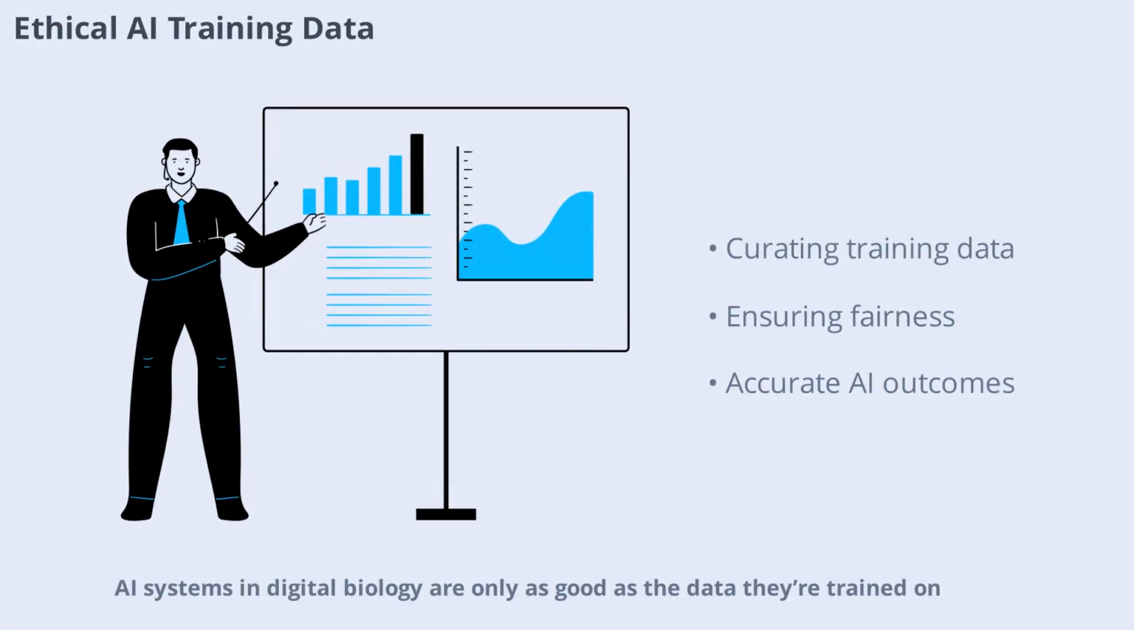AI systems in digital biology are only as good as the data they're trained on. Using biased or incomplete data can lead to unfair or inaccurate results. Ethical AI development means carefully selecting and curating training data to ensure fairness and accuracy.